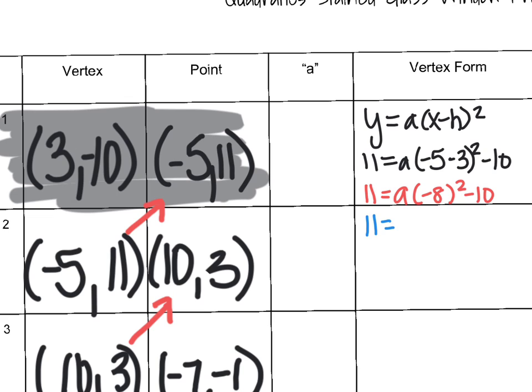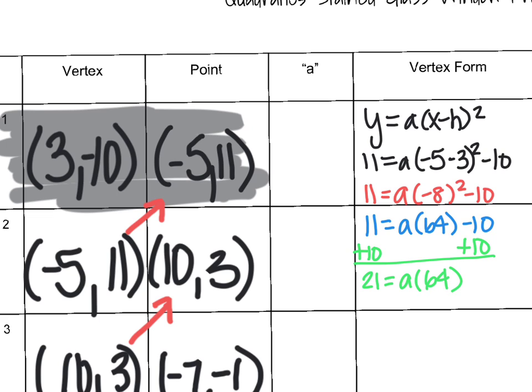So 11 equals a times -8 squared, which is 64, minus 10. And then to get a by itself, I need to add 10 to both sides. So then I get 21 equals a times 64. And my very final step to get a completely alone is to divide by 64 on both sides, and I end up with a equals 21 over 64. So you are probably going to get some pretty ugly fractions here, and that is okay. So this is my a value for this problem. By the way, that doesn't reduce. That's why I left it alone.